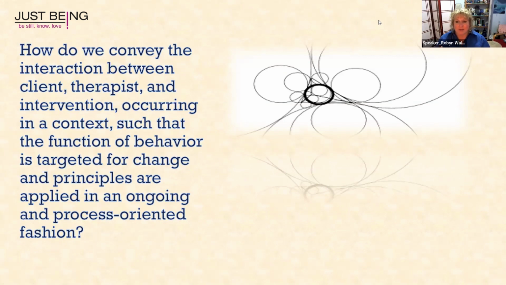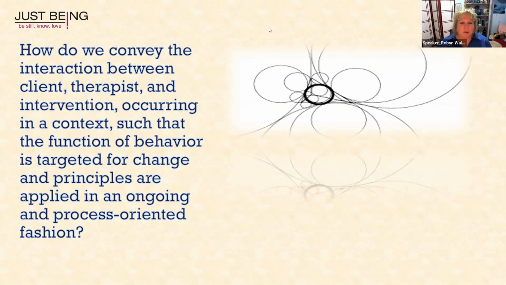Now, as I read that question, I'm hoping that you're hearing the complexity of what it is that we're being asked to do. How do we get to this place of conveying all of these relationships inside of these multiple levels of context, such that we're seeing how behavior works and we're applying and changing behaviors in ways that are helpful to the client?